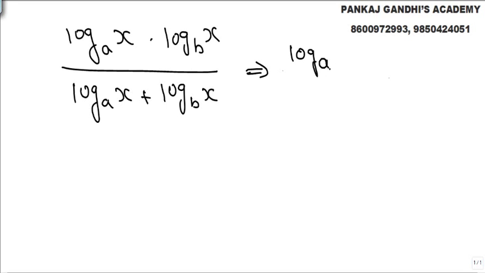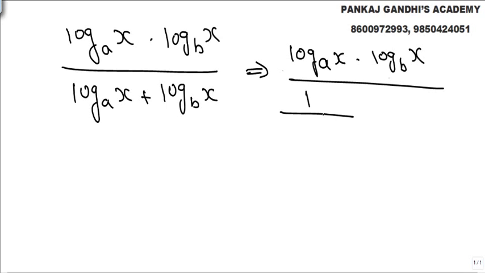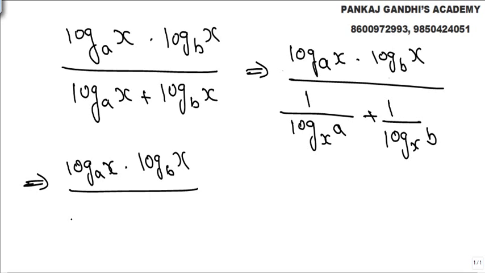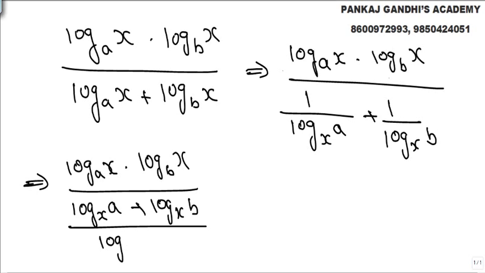Let's check out quickly here what all we can do. Now somehow, finally, we know this can be written using base change. We will flip the base: base x of a, and this we will write as 1 upon the flipped base, log to the base x of b. Now this can be solved as log to the base a of x into log to the base b of x upon this, which becomes log to the base x of a plus log to the base x of b upon log to the base x of a into log to the base x of b.